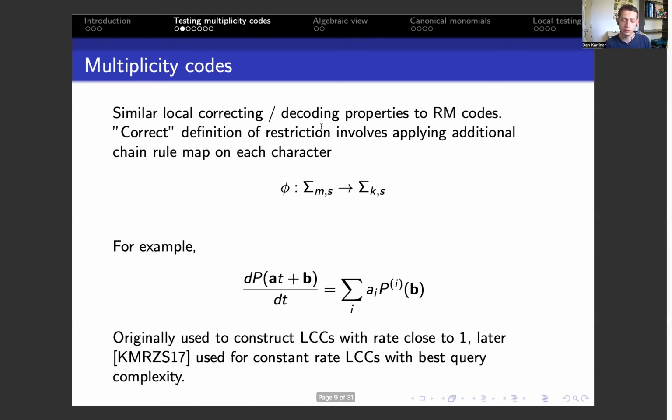So when we define everything properly, these codes are locally correctable with an algorithm similar to the local correction algorithm for Reed-Muller codes. And multiplicity codes were originally used to construct locally correctable codes with rate close to 1, and later they appeared as part of the construction of constant rate, low query, locally correctable codes.